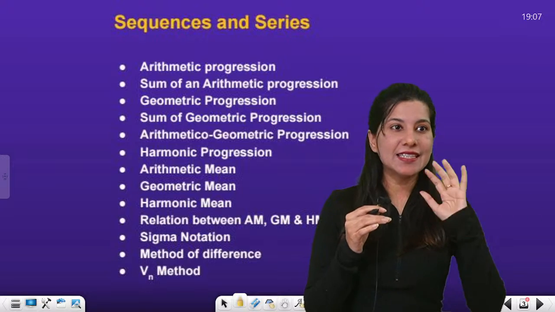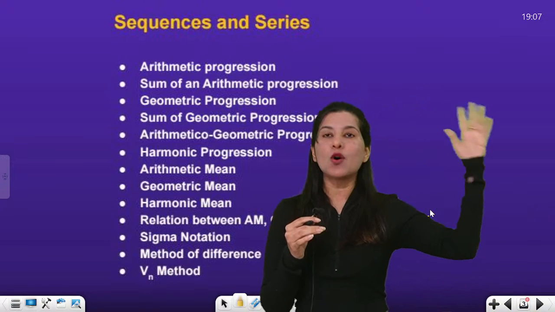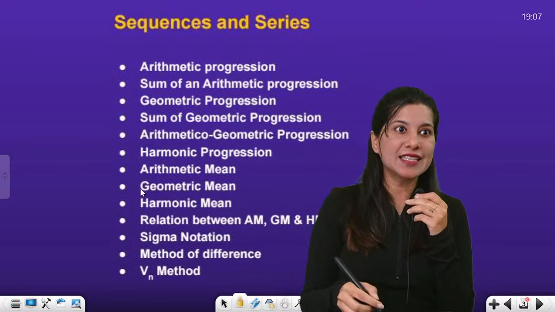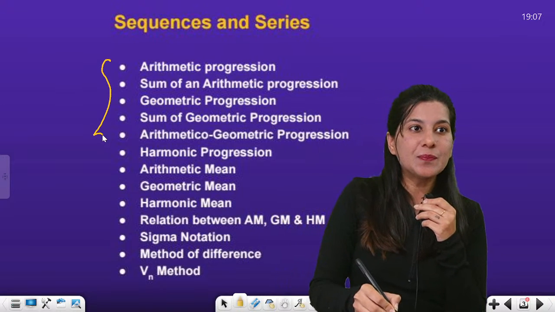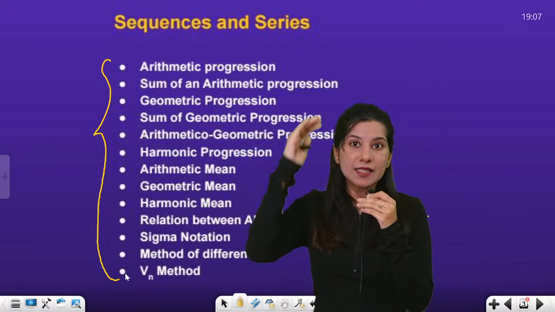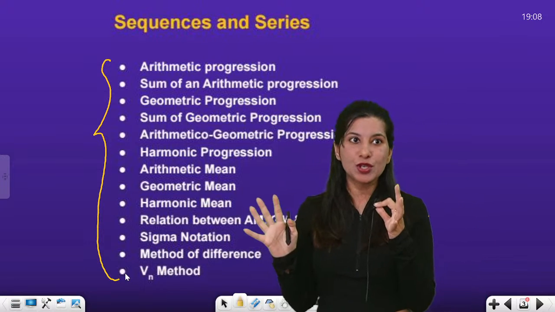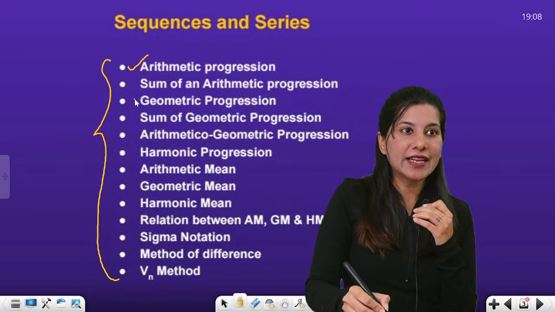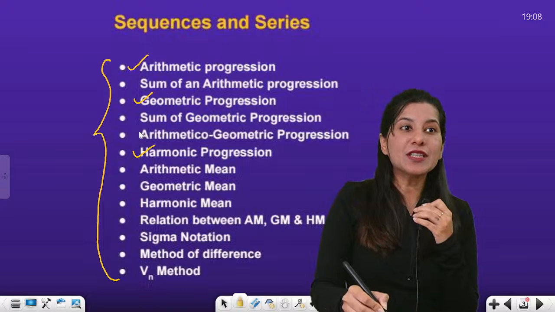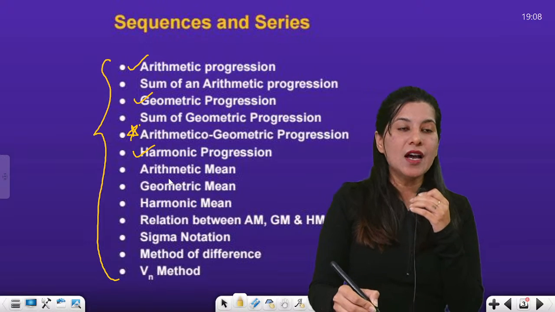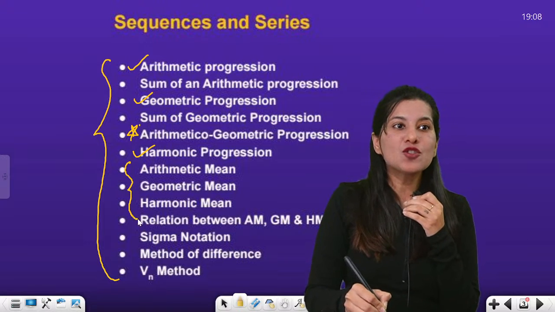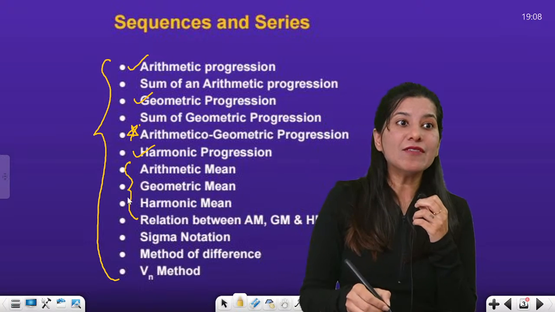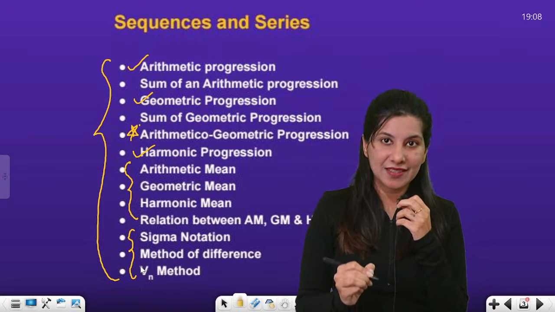So basically, sequence and series has had this much syllabus for so many years, as you can all see on your screen. The syllabus is huge. Arithmetic progression, geometric progression, and harmonic progression. Then we have AGP as well. Arithmetic mean, harmonic mean, geometric mean, and the relation between all three means. Then we have series based problems.